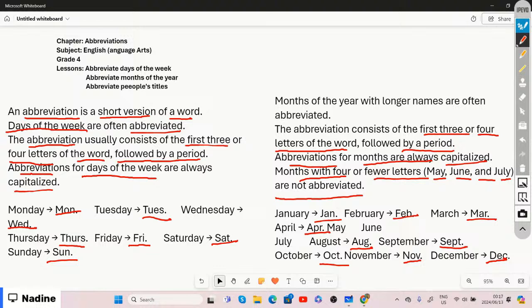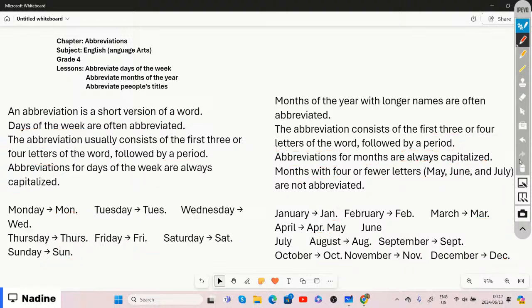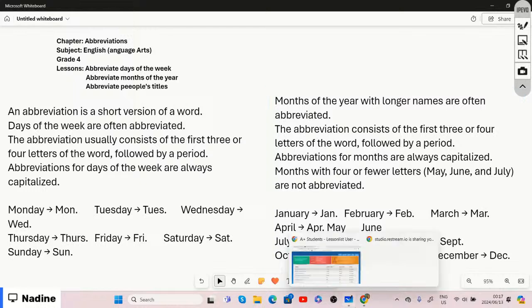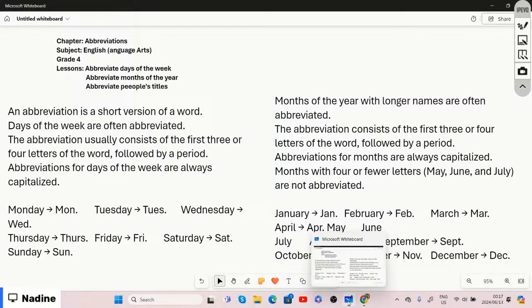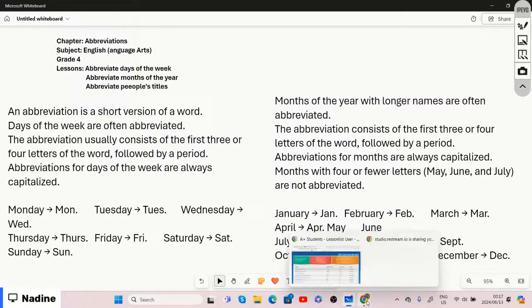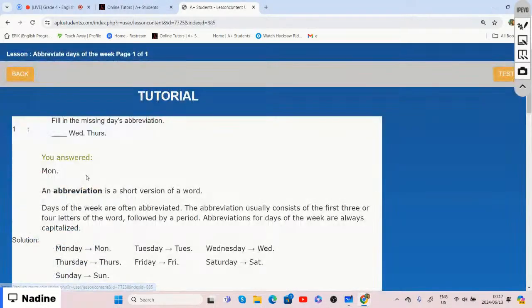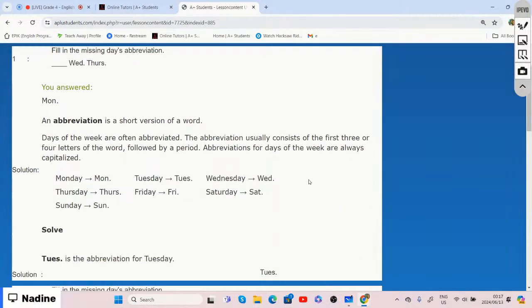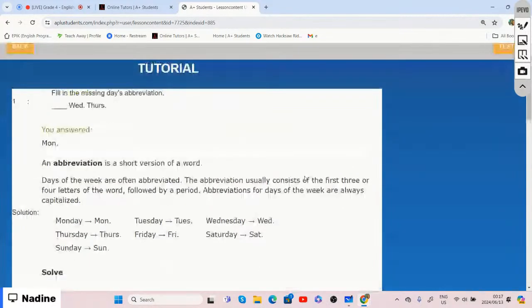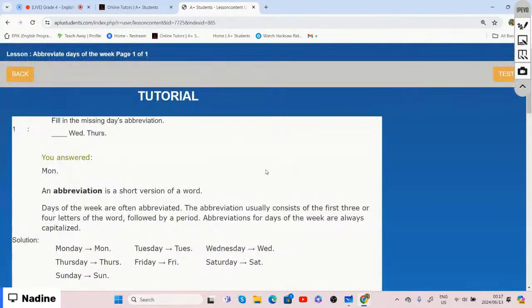All right. So now first let's go to aplusstudents.ca, where we are going to go over our tutorial lesson and then we do our test. So let's go to the first one, which is to abbreviate the days of the week. And we made mention of the days of the week, and we said that an abbreviation is a short version of a word, right?